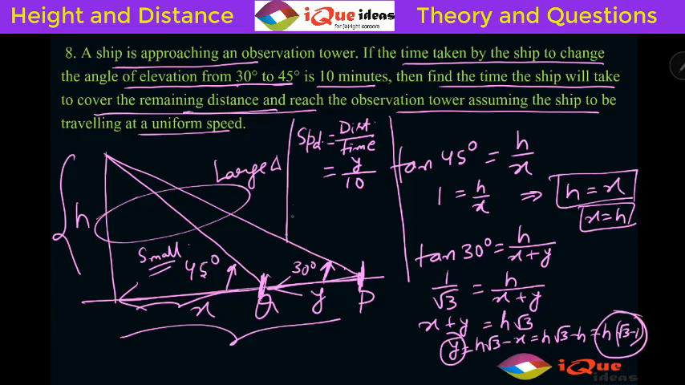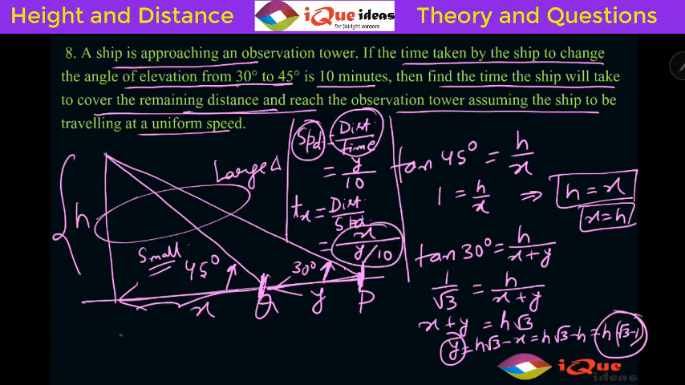Now time taken to cross the remaining distance x, using the same formula, speed equals distance by time. So from here time will be distance by speed. Now distance, in this case, is x divided by the speed, which is y by 10. So the time required to cover the distance x is equal to, this 10 goes to the numerator, so it becomes 10x upon y.